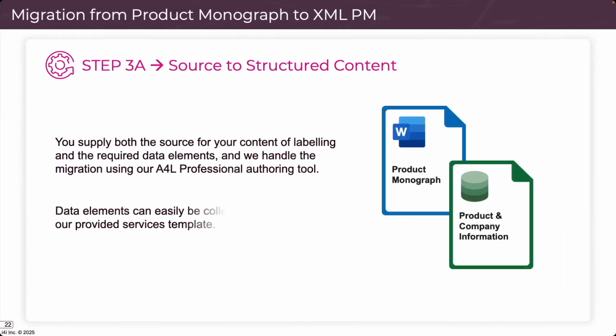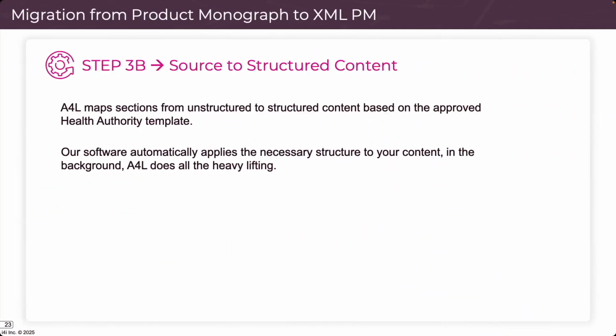So we require the content of labeling in a Word document and the metadata entered in a data collection file that we provide in advance. The data collection template is pre-populated with Health Canada's CV drop-downs and has other instructions to help you collect the metadata. We then do the migration using our A4L Professional authoring tool, a Word-based plugin that we use to create, edit, validate, and publish product labels in the XML format, ensuring compliance and efficiency.